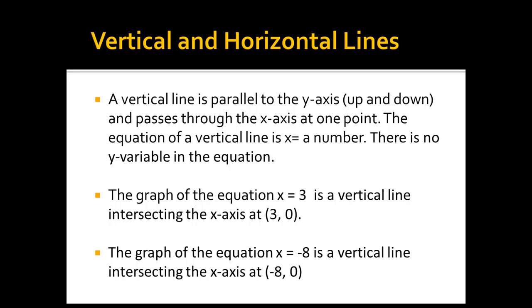And that number is where it passes through the x-axis. So if we look at the graph of an equation x equals 3, we know it's a vertical line through the x-axis, because that's the variable we have, at 3. If we have an equation x equals negative 8, it's a vertical line through the x-axis at negative 8. The point of intersection at the axis is negative 8, 0, okay, because that's an ordered pair.